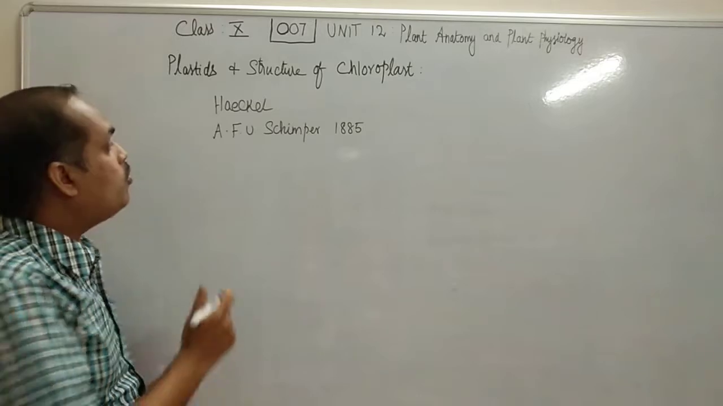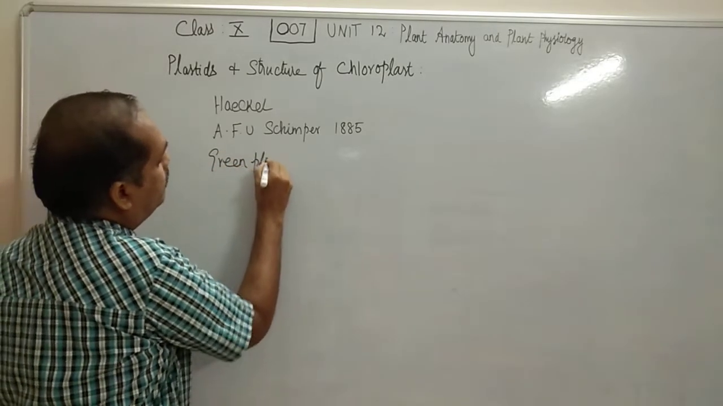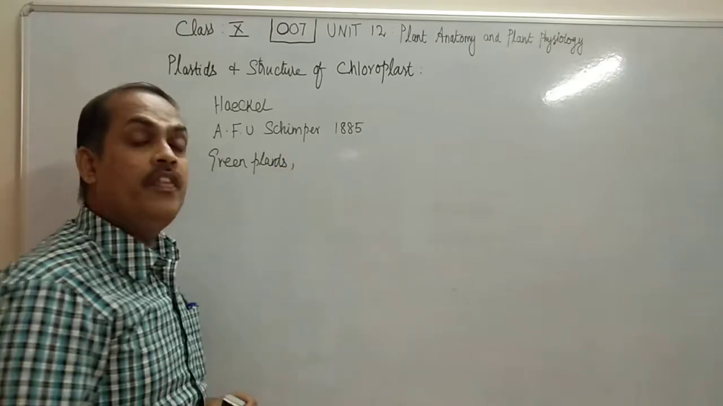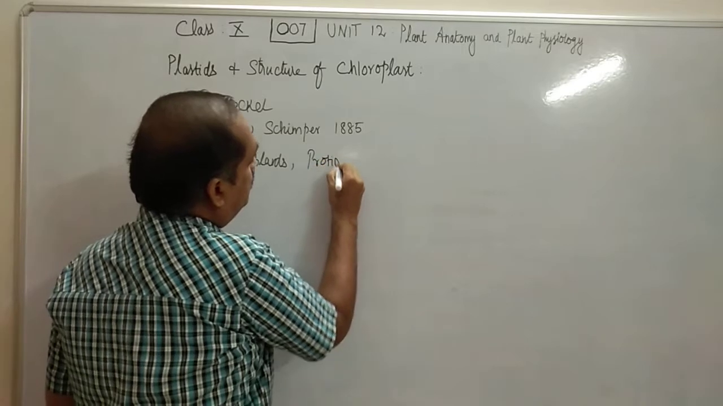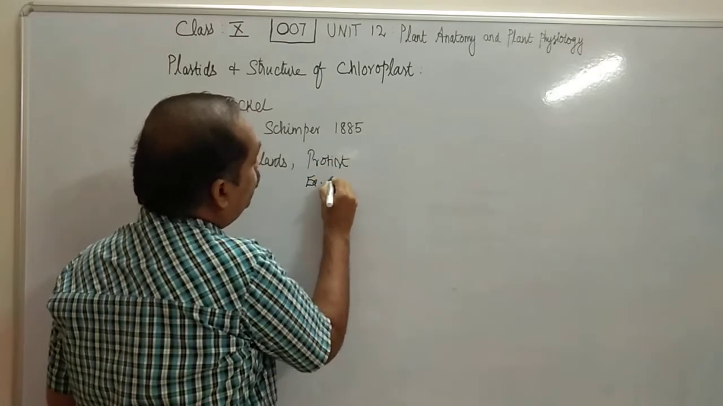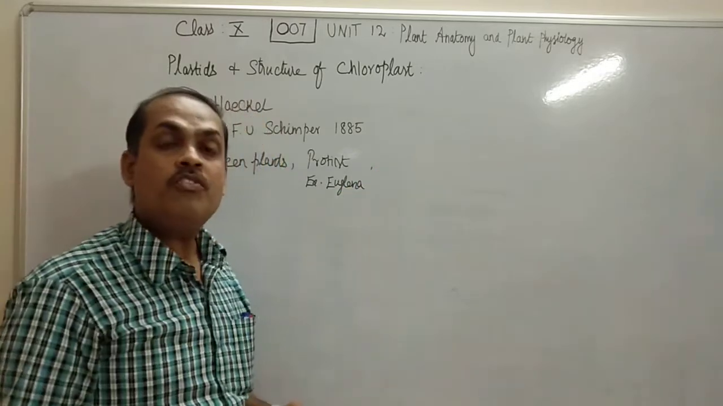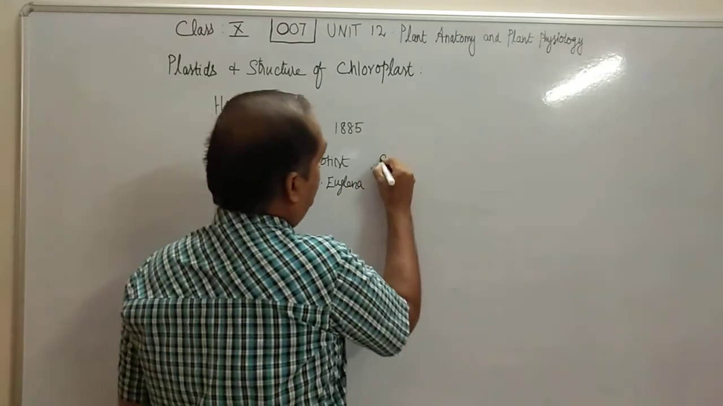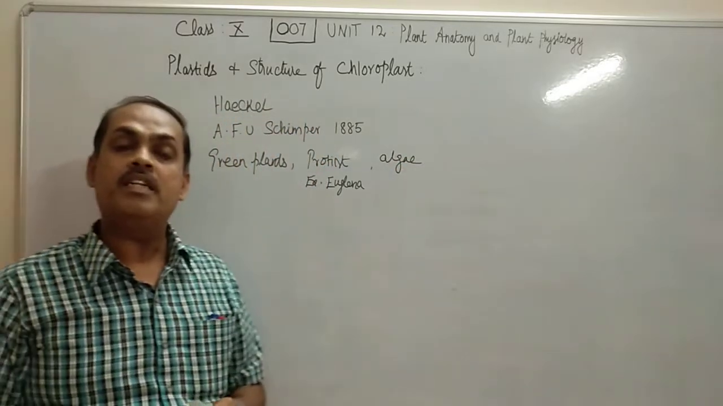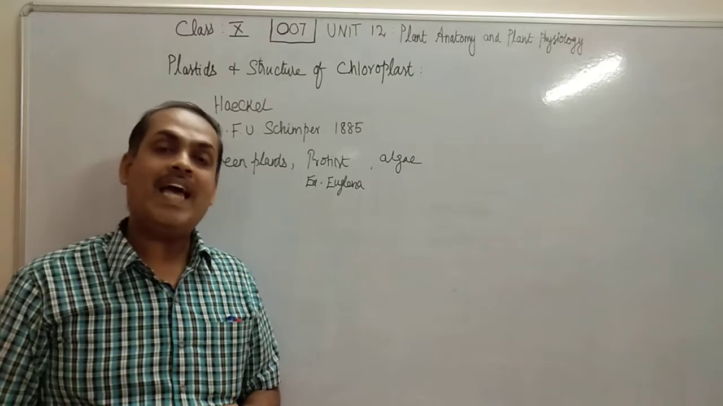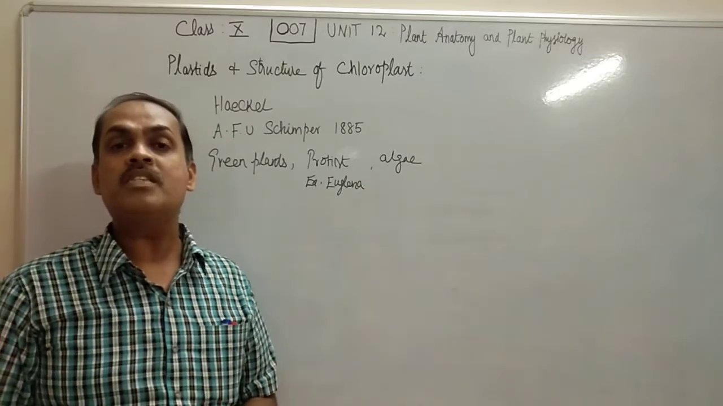Plastids are normally found in all green plants. They are also found in certain protists, for example, Euglena, and they are also found in few algae. Now, Schimper classified plastids into three categories based on their structure, function and the pigments found in them.